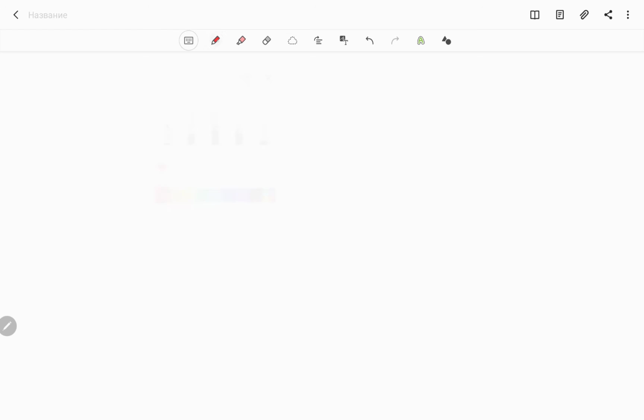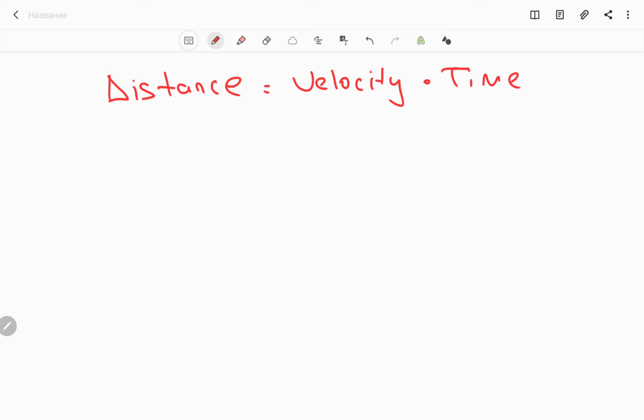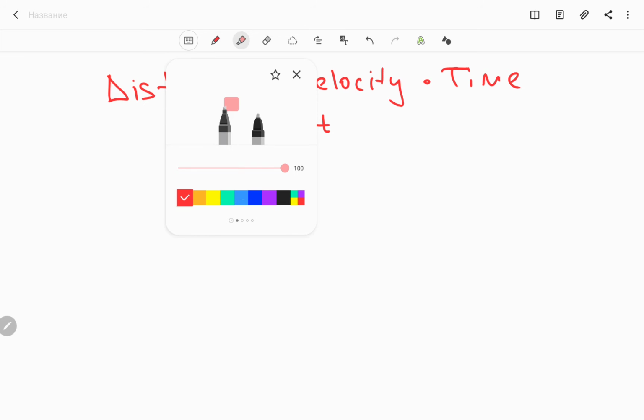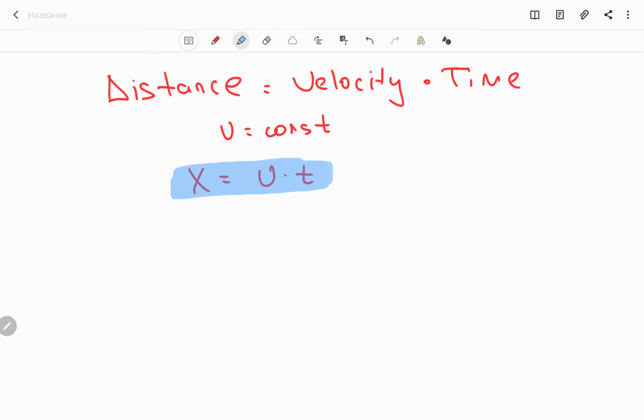Now we know that distance equal to velocity times time. We can use this equation when we have a uniform motion, or motion with constant velocity. So shortly we say x equal to v times time. This is one of the main equations that we use for this kind of motion.